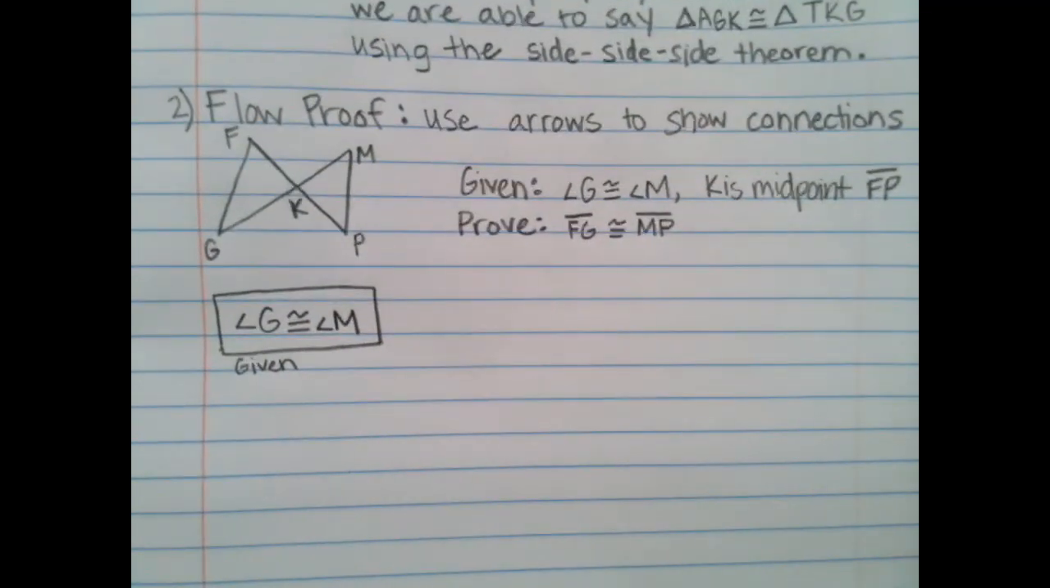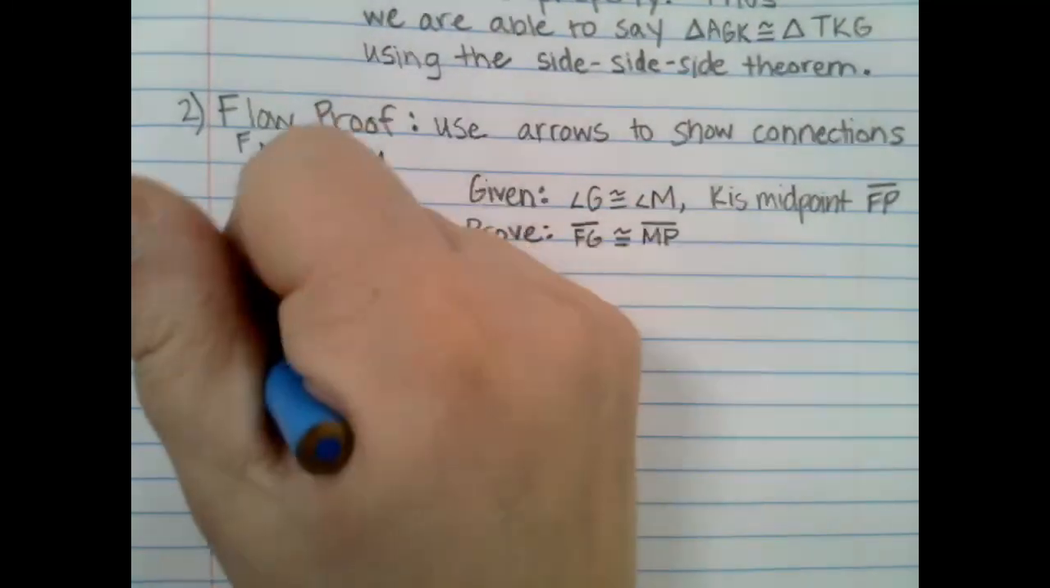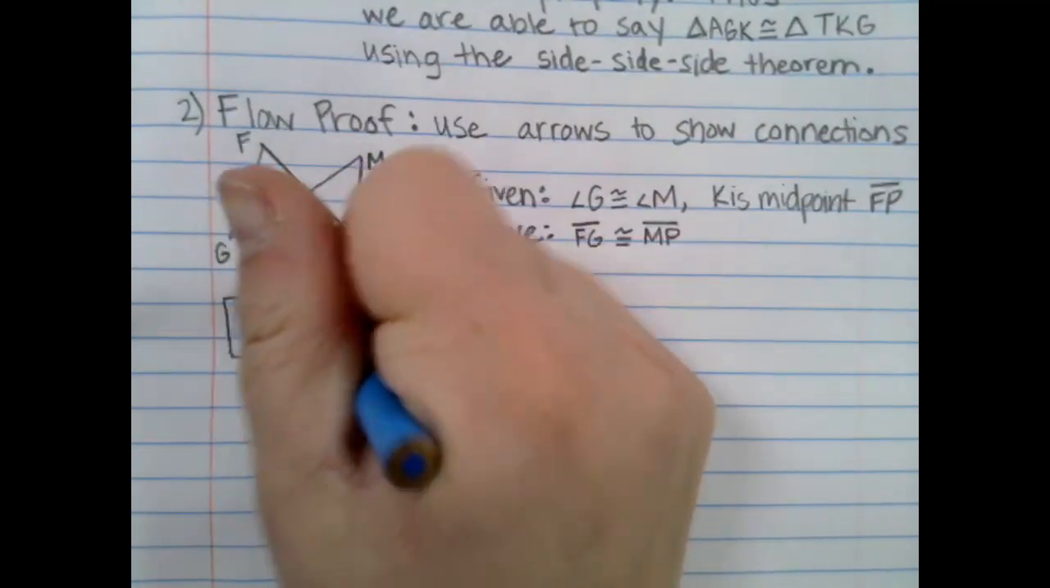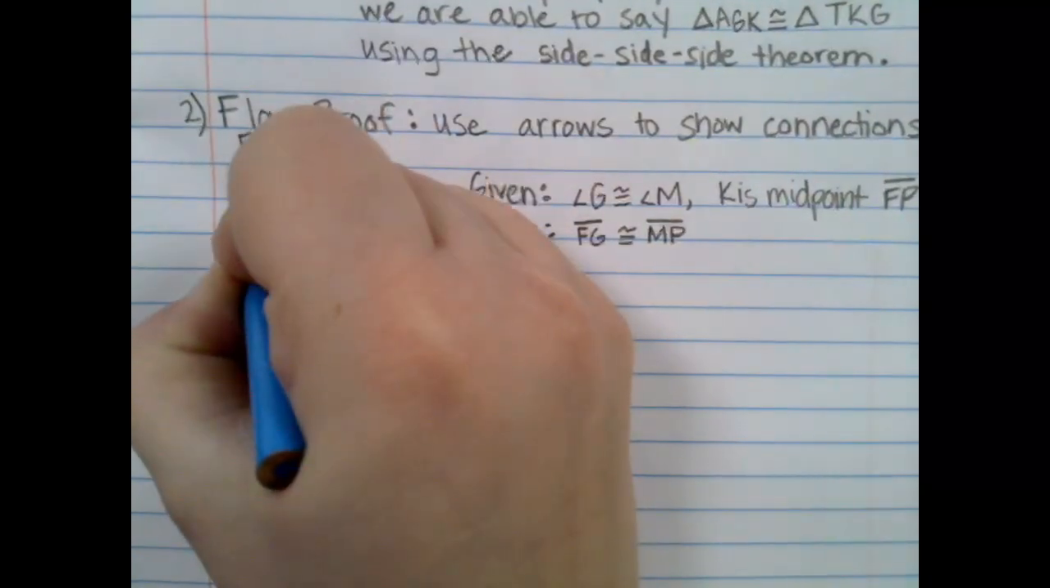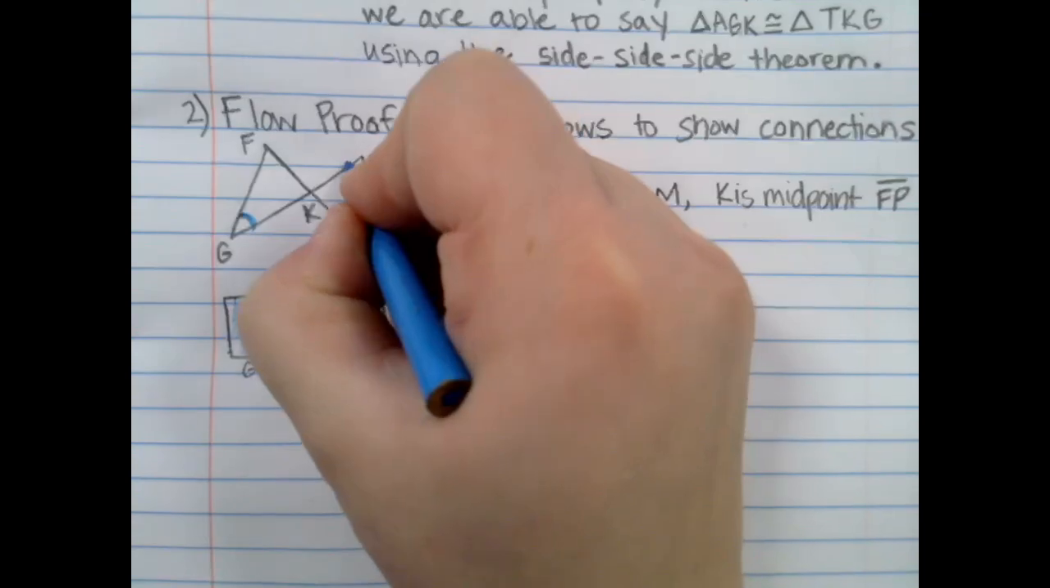Okay, again, I'm going to color code this a little bit like we did yesterday. So I did this one in blue, just so we can see that connection between the two if you're looking back and forth. So G was parallel to M.